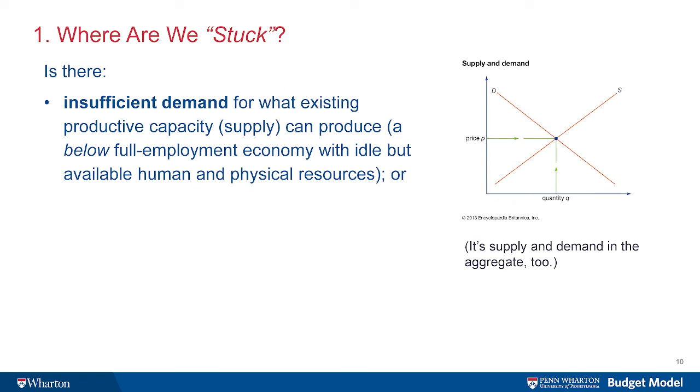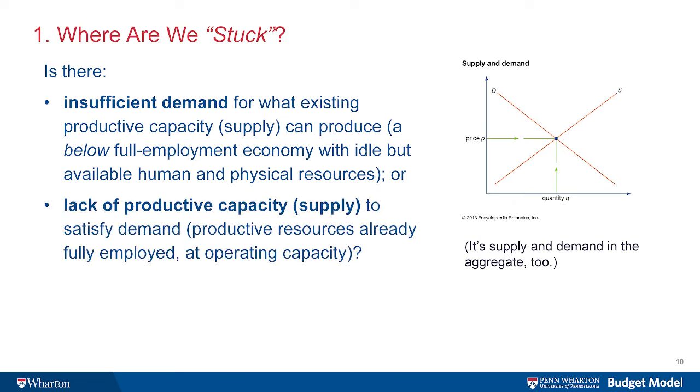So first question, where are we stuck? Is there insufficient demand for what existing productive capacity, the supply side of the economy, can produce? We're not at a level of demand that all of those productive things are at work. So this is an economy where you have high unemployment, or you have vacant office buildings, idle resources. They're there, they're able to produce, but they're not producing. They face insufficient demand to put them to work, whether it be a worker or physical capital.